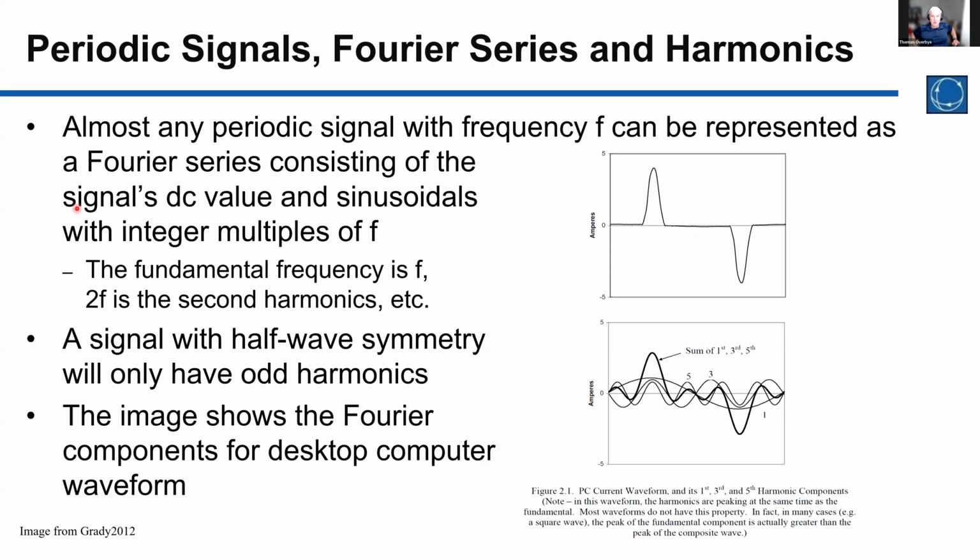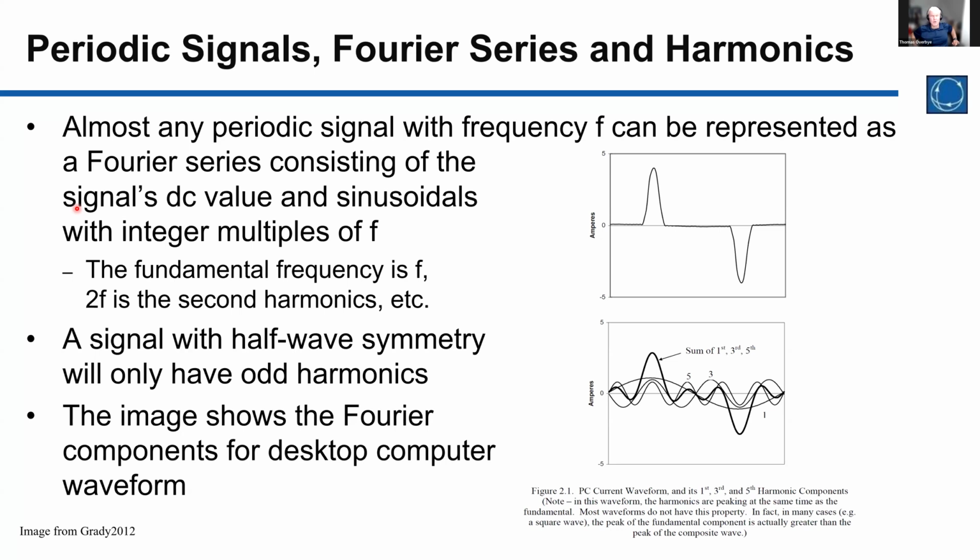With respect to harmonics, if you want to figure out how many harmonics you have, if you've got a periodic waveform, Fourier series analysis says that any periodic waveform can be represented by a DC value, a fundamental frequency, and then integer multiples of that fundamental frequency. And those integer multiples are known as the harmonics.